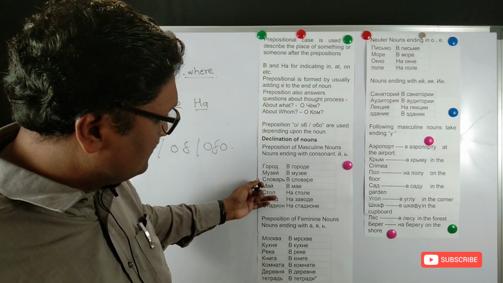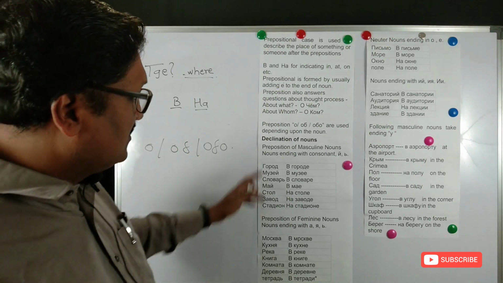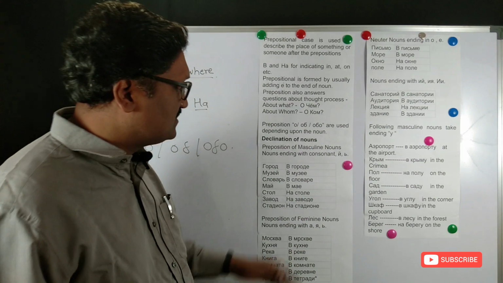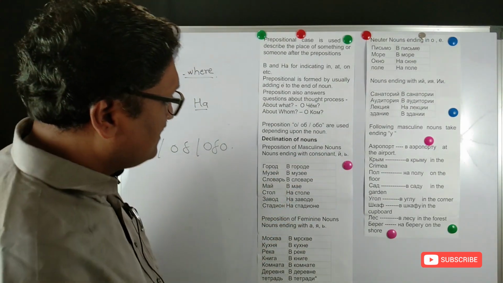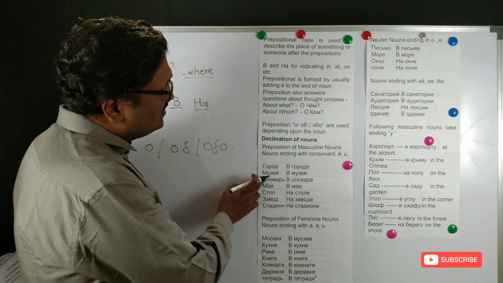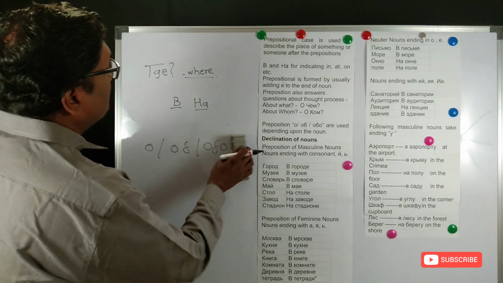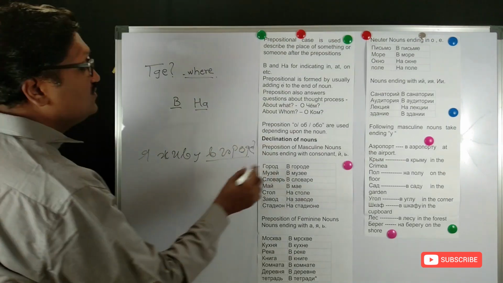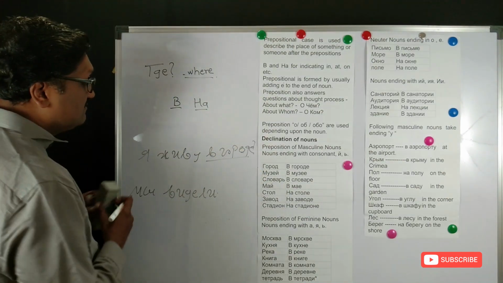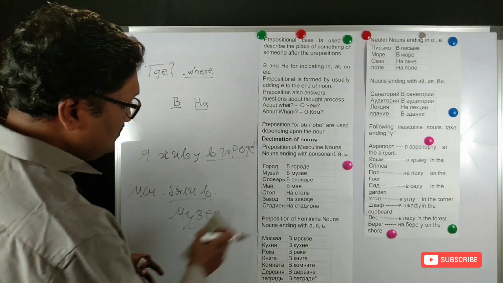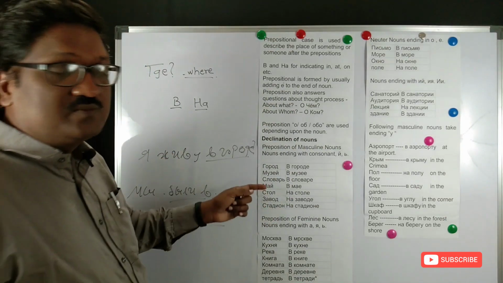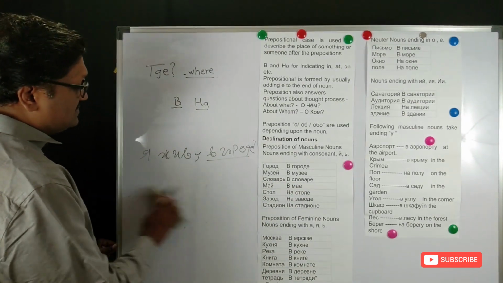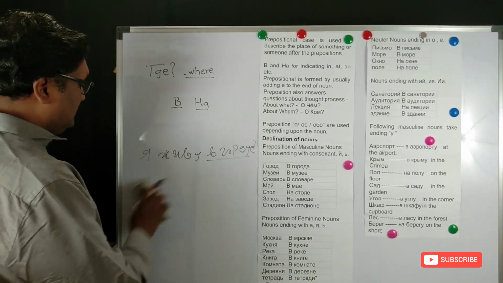Now we'll see declension of nouns. So this is the chart showing the prepositional of masculine nouns. Masculine nouns are the nouns which end with a consonant, й, soft sign, hard sign, and и краткое. So here, город в городе, музей в музее. Я живу в городе. I live in the city. Музей в музее. Мы были в музее. We went to the museum. Музей is museum. Словарь в словаре. Slovar is dictionary. The word was in the dictionary.